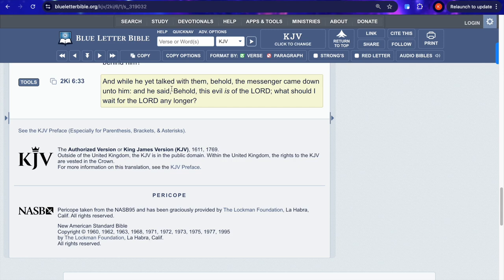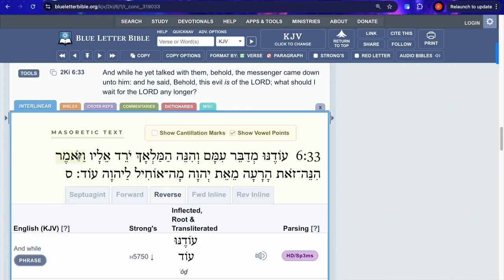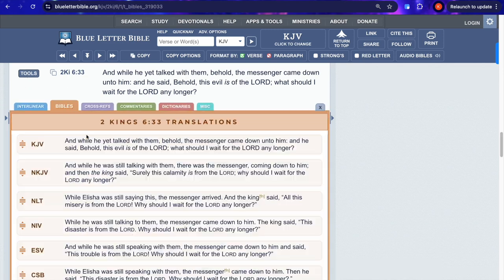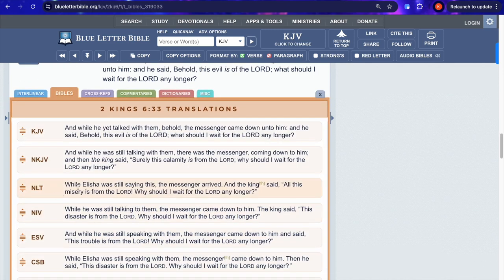And while he yet talked with them, behold, the messenger came down unto him. And he said, Behold, this evil is of the Lord Yahweh. What should I wait for the Lord any longer? And once again, for maybe a more modern verbiage here, while Elisha was still saying this, the messenger arrived. And the king said, All this misery is from the Lord. Why should I wait for the Lord any longer?